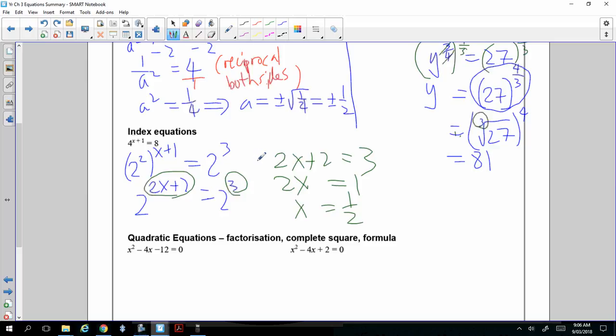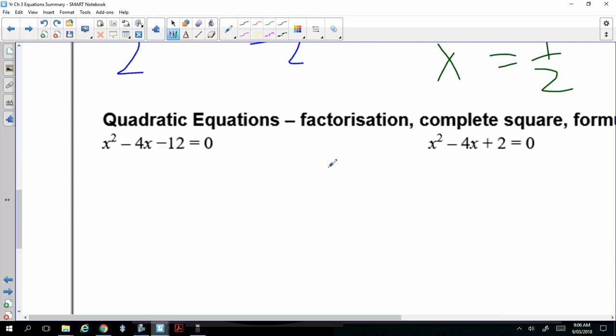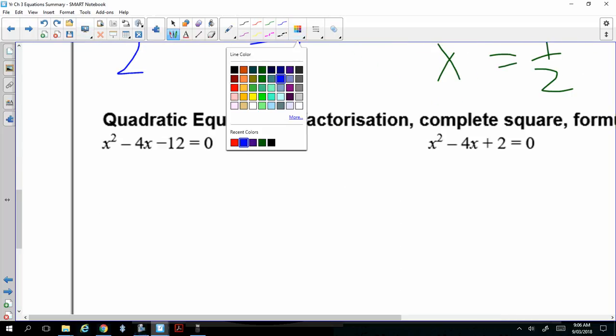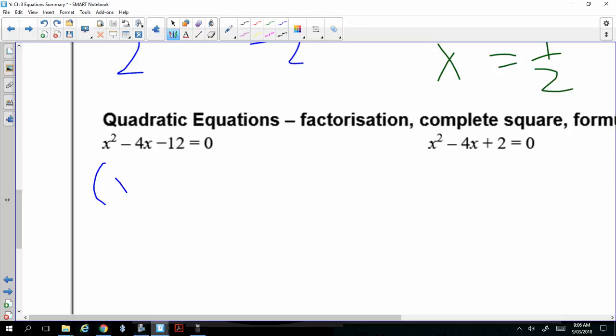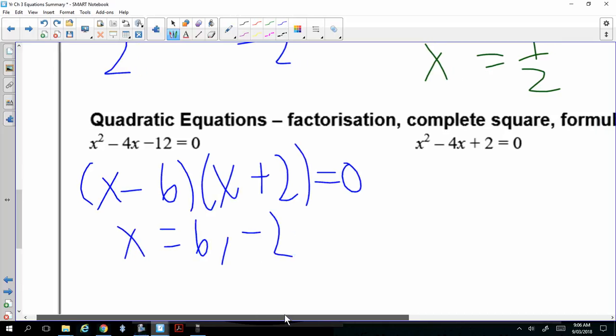Now, normally they don't tell you what method to use. If they don't tell you, just use factorizing, it is the fastest. So factorizing is the preferred method. So in that case, it should be x minus 6, x plus 2 equal to 0. Therefore, x is 6 or negative 2. Right? Usually, factorizing will only take you just a few steps. Okay? So use factorizing where possible.